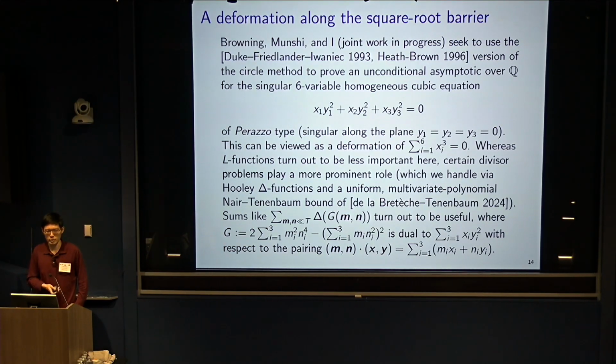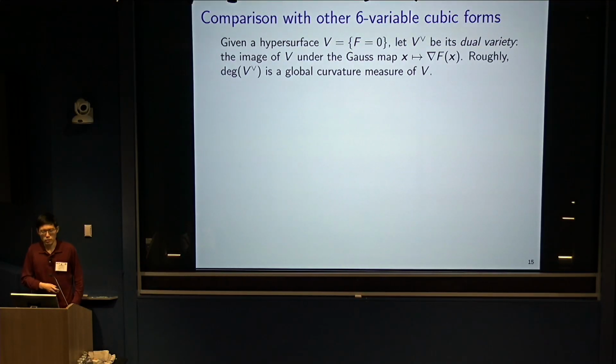Let me say a little bit more about how this comes in. In general, if you have a 6 variable cubic form, you can always form some discriminant variety by looking at the Gauss map, and this image will give you the discriminant.